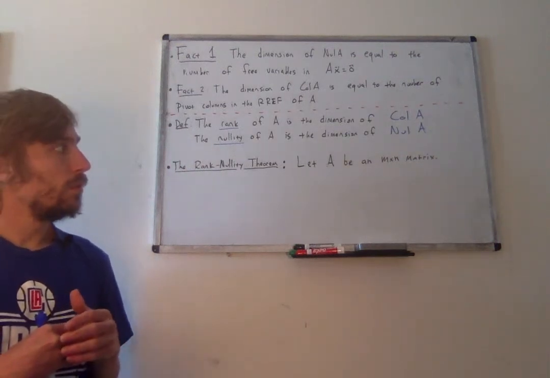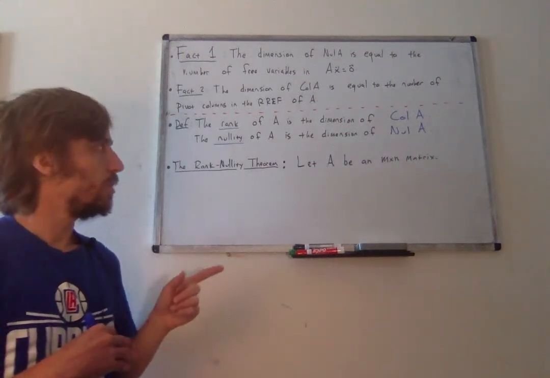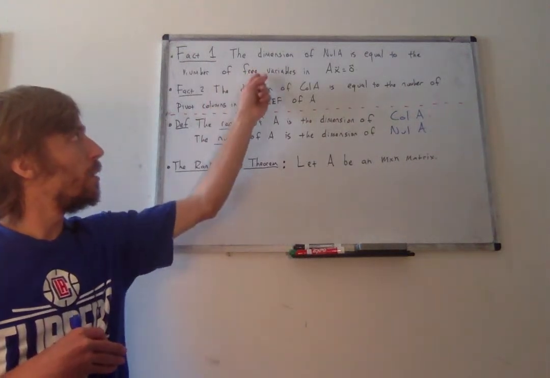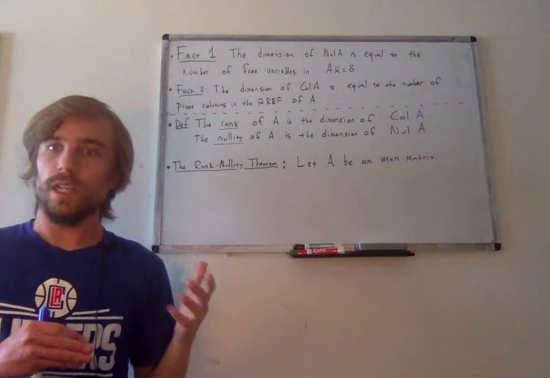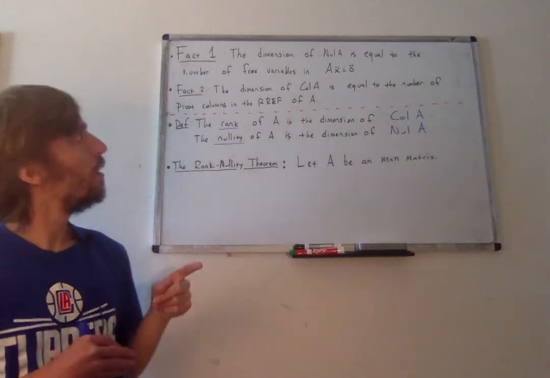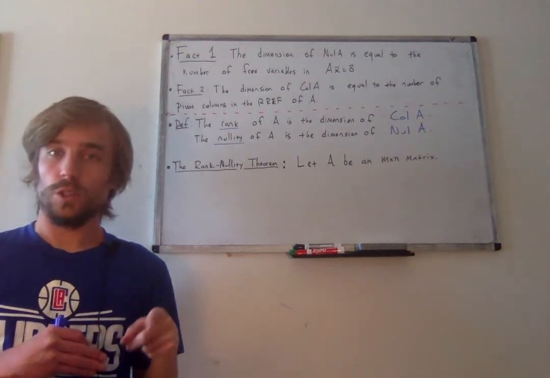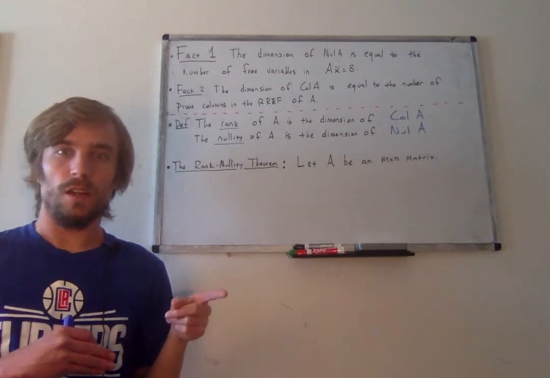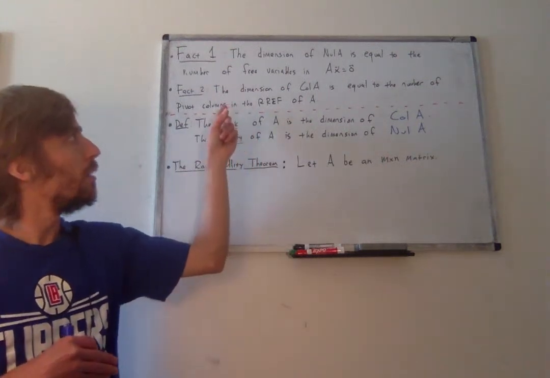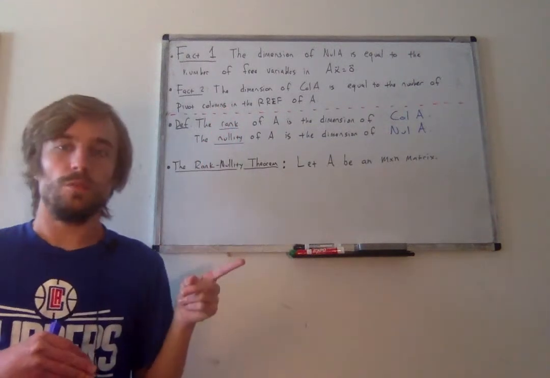So studying all of this, we get a really interesting relationship between the rank and the nullity, because the values of these two things are very related. How do you determine if something is a free variable? Well, it's a free variable if the corresponding column isn't a pivot column when we look at the RREF. But the dimension of the column space is equal to the number of pivot columns.